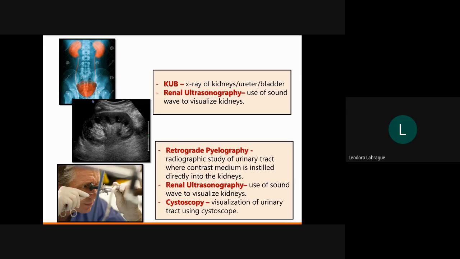That is X-ray. Aside from X-ray, you can also have ultrasound. I know you are very familiar with ultrasound. This is very common if your mother or your sister is pregnant. Through ultrasound, a small probe is placed on the abdomen, and it will create a sound wave. And this sound wave will visualize the structure of the stomach or the kidneys.